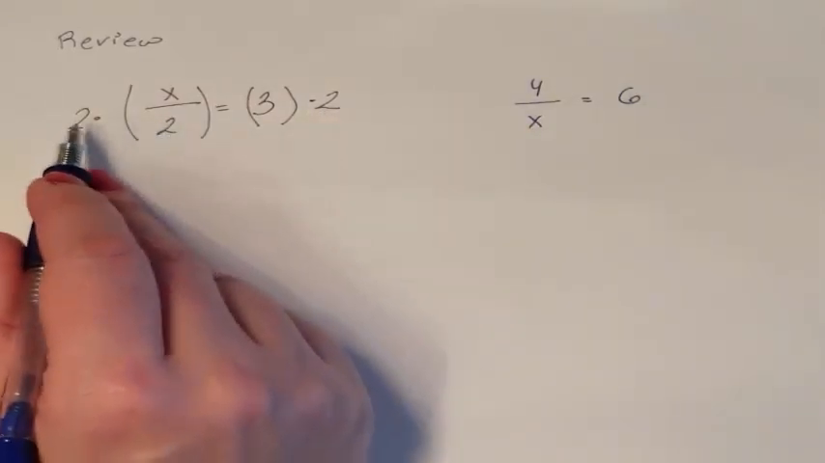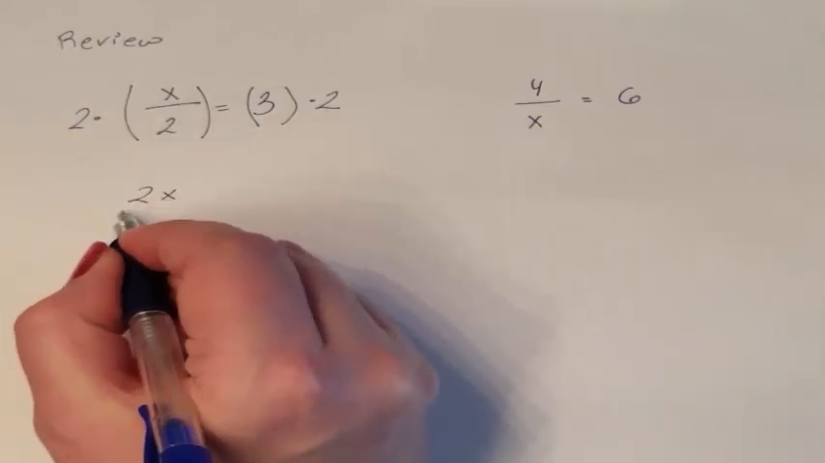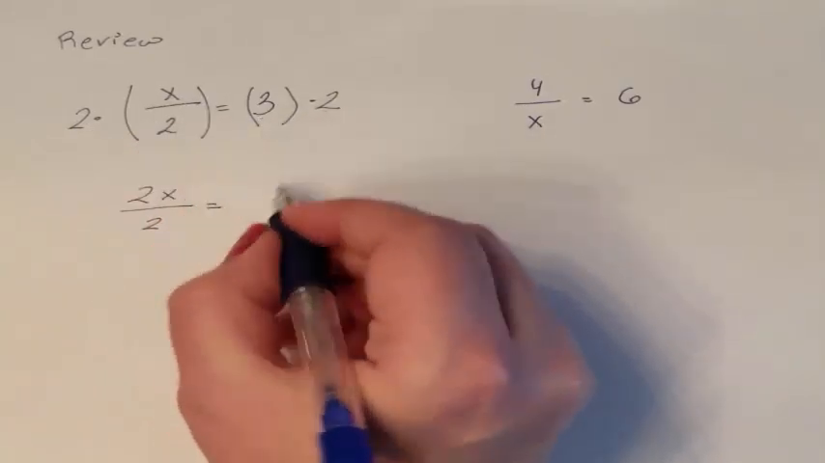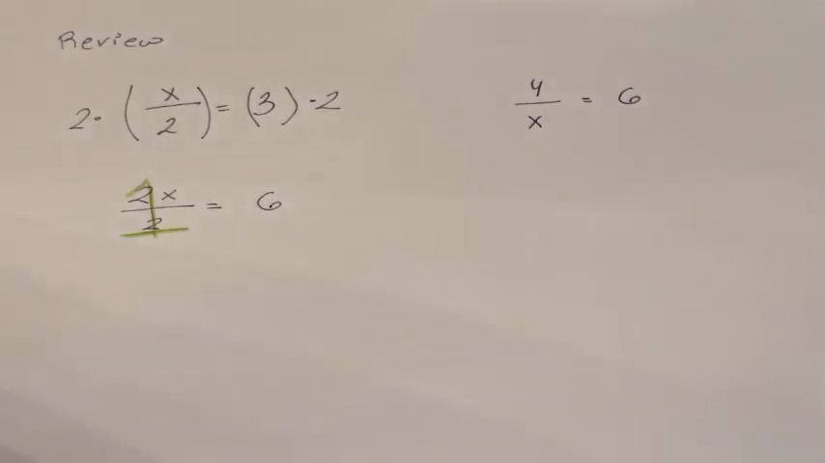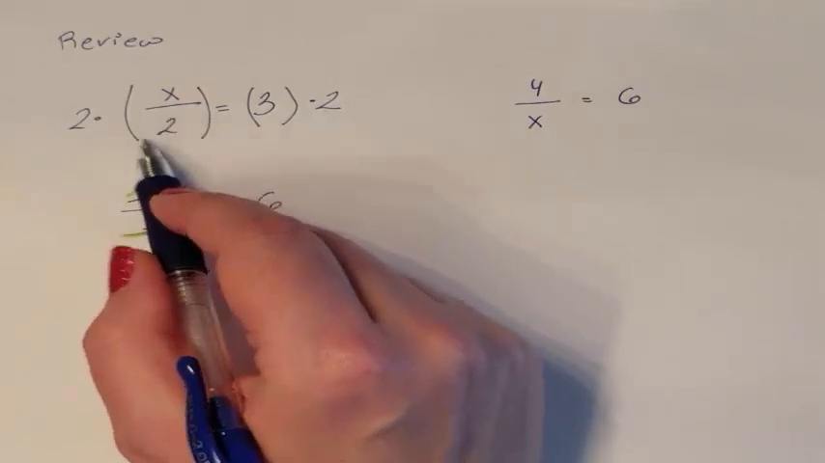And why it does is because now I have 2 times this entire fraction, which means I have 2x all over 2, because numerator goes to numerator, equals 2 times 3 is a 6. The 2's end up oneing each other out, and I am left with just x equaling 6. So we wanted to get rid of the denominator.